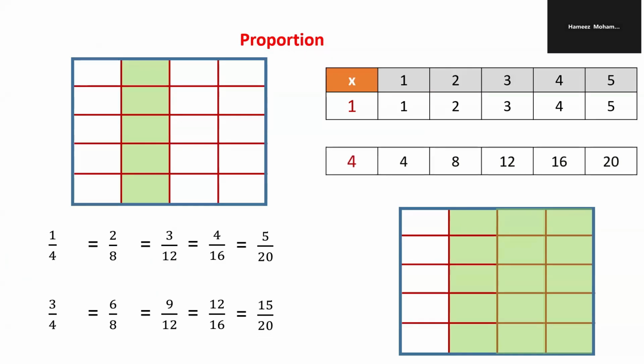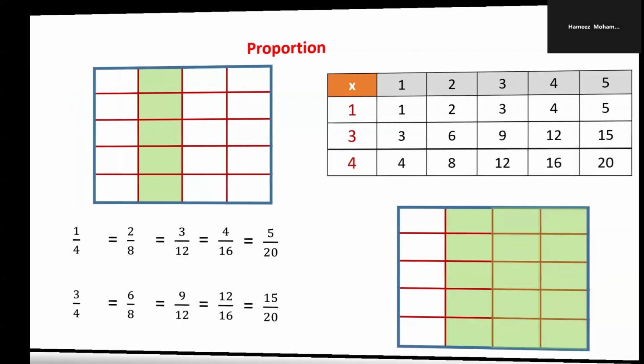That means we can see if we have our 3 times table in there, then 3 ones are 3, 3 twos are 6, 3 threes are 9, 3 fours are 12, 3 fives are 15. And the same ratio 3 to 4 is the same as 6 to 8, or 9 to 12, or 12 to 16, or 15 to 20. So a little integrating of this idea of proportion into other topics that we've done already.